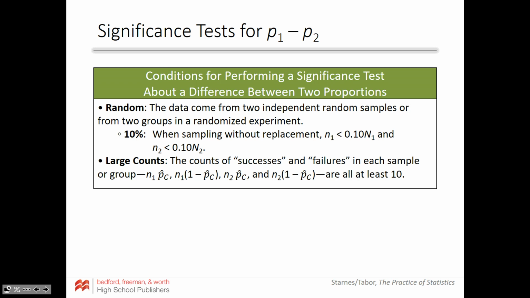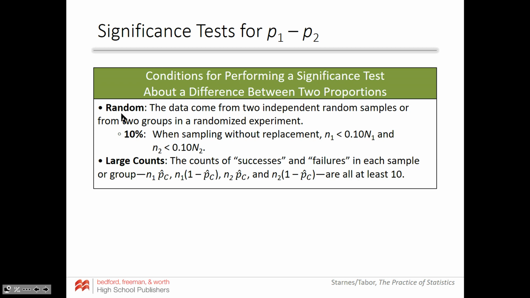The other option, remember we talked about if you're doing an experiment, we don't always have the opportunity to take a random sample for various reasons. If we didn't take a random sample, that's okay, as long as when we designed our experiment, we broke our subjects up randomly. So the two groups came from a randomized experiment.